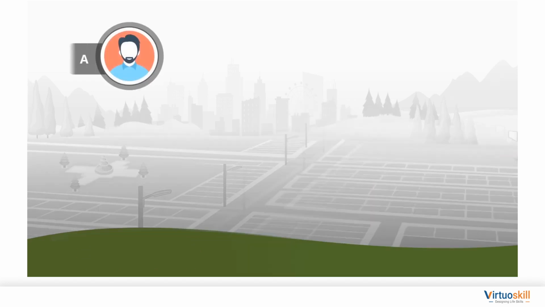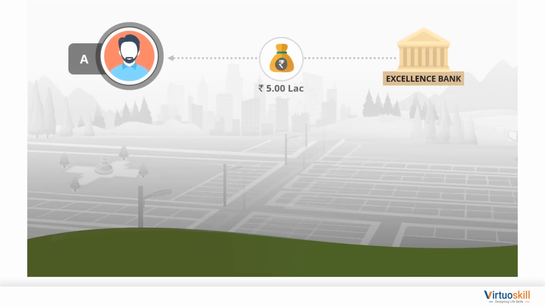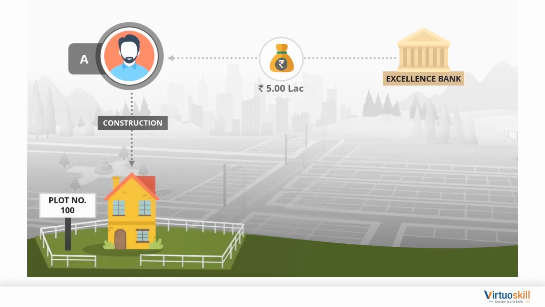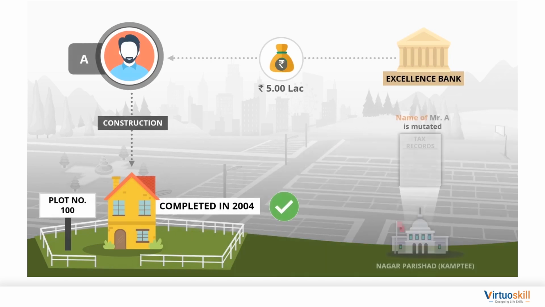Mr. A availed a loan of Rs 5 lakh from Excellence Bank for construction of the house on plot number 100. Construction of the house is completed in 2004. Name of Mr. A is mutated in the tax records of Nagar Parishad Kamti. Loan is duly repaid in 2008.